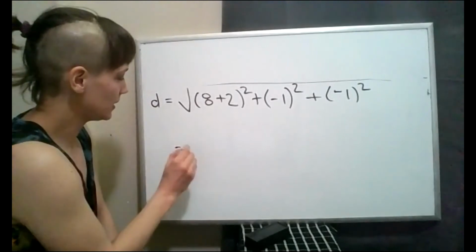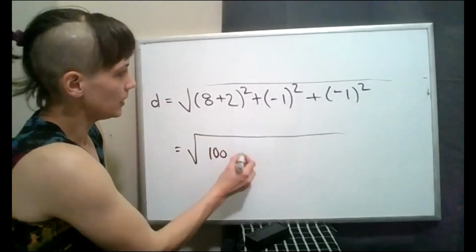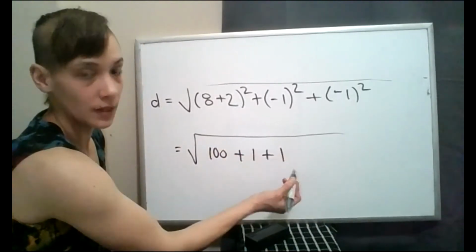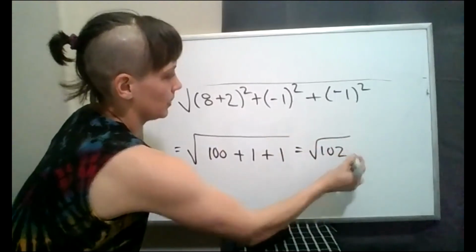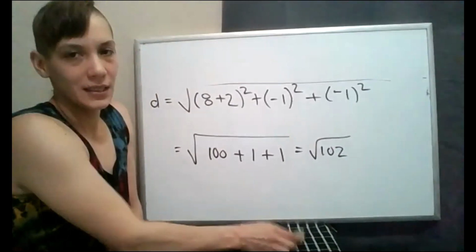So simplify this. 10 squared is going to be 100 plus 1 plus 1. So I got the root of 102. And on your test, you could leave it like that. I'm just going to leave it like that.